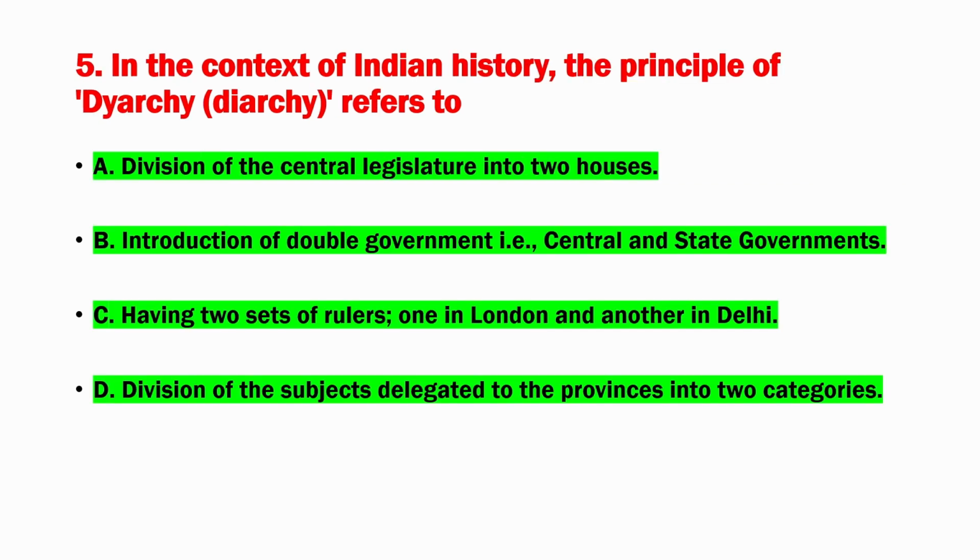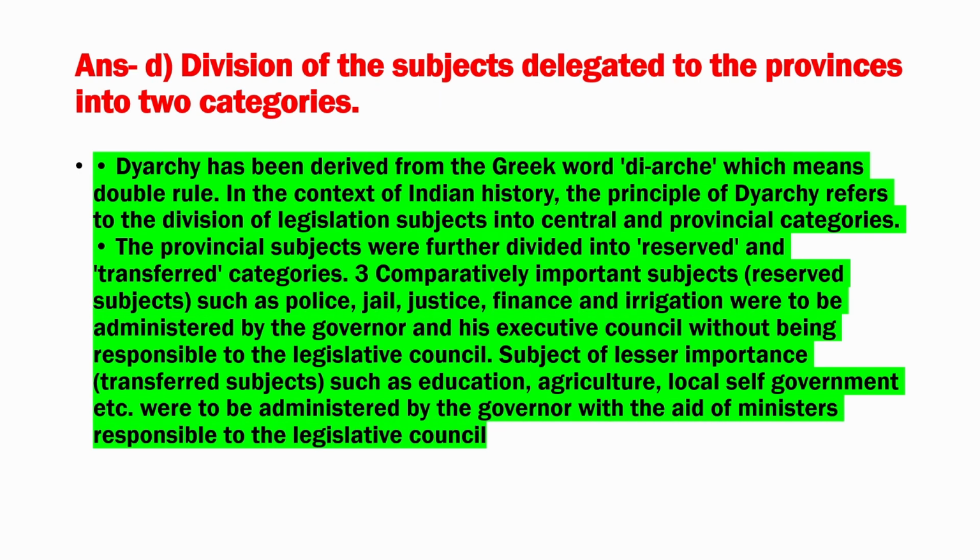5. In the context of Indian history, the principle of diarchy refers to. The correct answer is D, division of the subjects delegated to the provinces into two categories. Diarchy has been derived from the Greek word diarche, which means double rule. In the context of Indian history, the principle of diarchy refers to the division of legislation subjects into central and provincial categories. The provincial subjects were further divided into reserved and transferred categories.